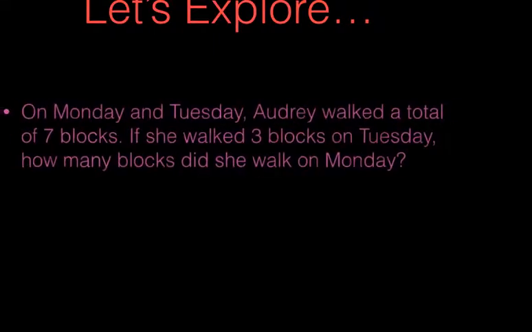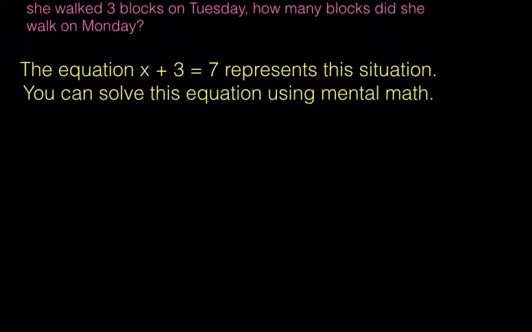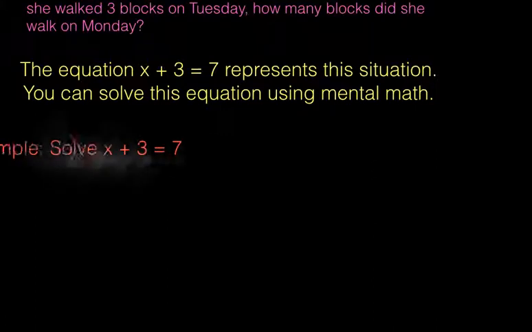Let's explore. So on Monday and Tuesday, Audrey walked a total of 7 blocks. If she walked 3 blocks on Tuesday, how many blocks did she walk on Monday? The equation x plus 3 equals 7 represents this situation. So you can solve this equation by using mental math. In the past, we were just practicing writing equations, but now we're going to write the equation and solve it.